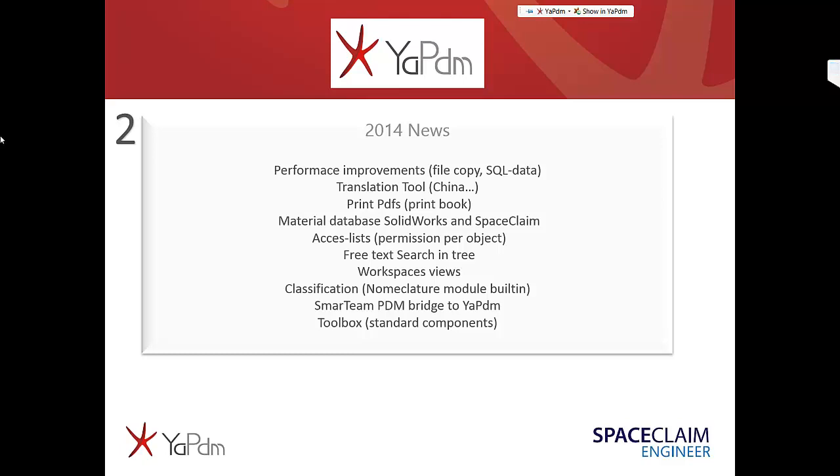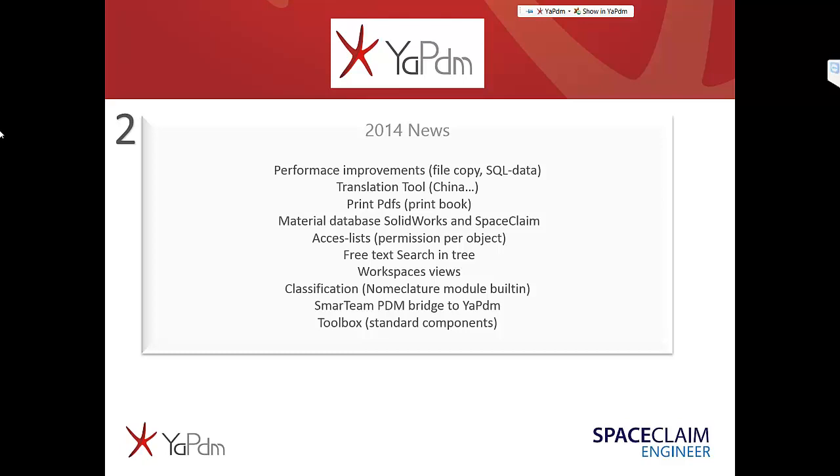There's a free text search as well. We can search for stuff that you actually see in the tree, not just in the database, which of course has been there since the very beginning. As a classification tool, all of these are built into the core license. So, for example, for standard components like bolts, if you want to generate a structure with bolts, M8, M6, length, etc., to control those numbers, we have a nomenclature module built into YaPdm.